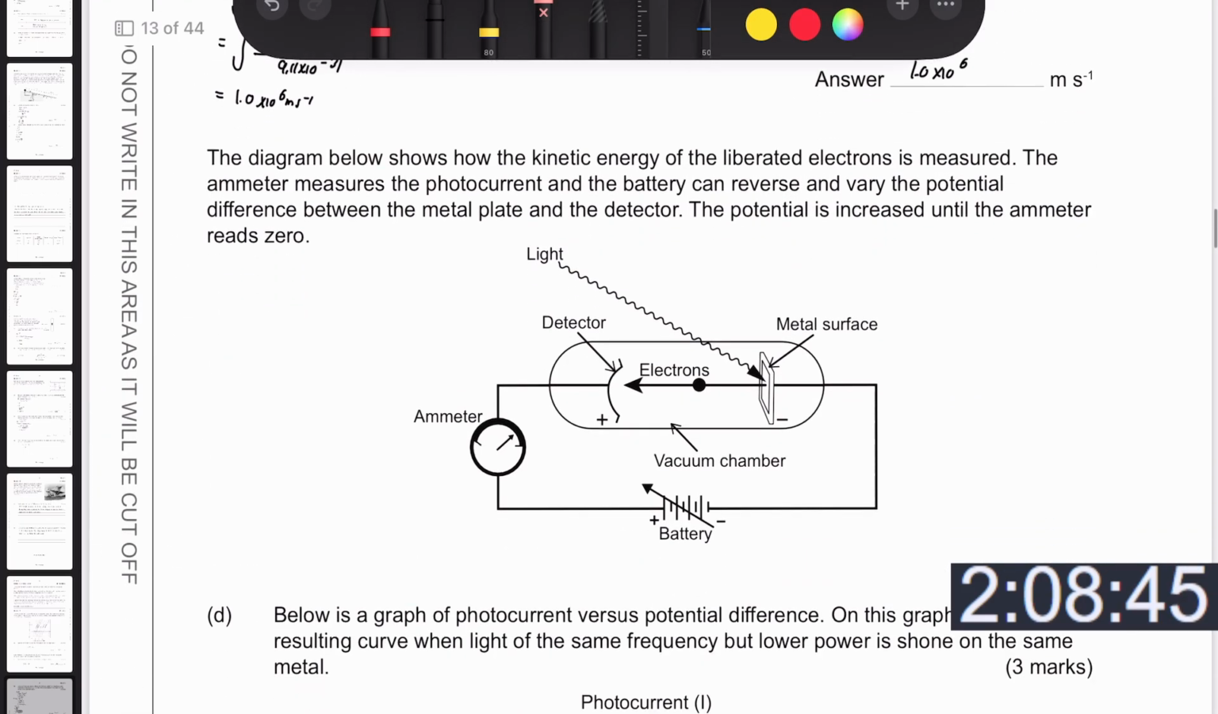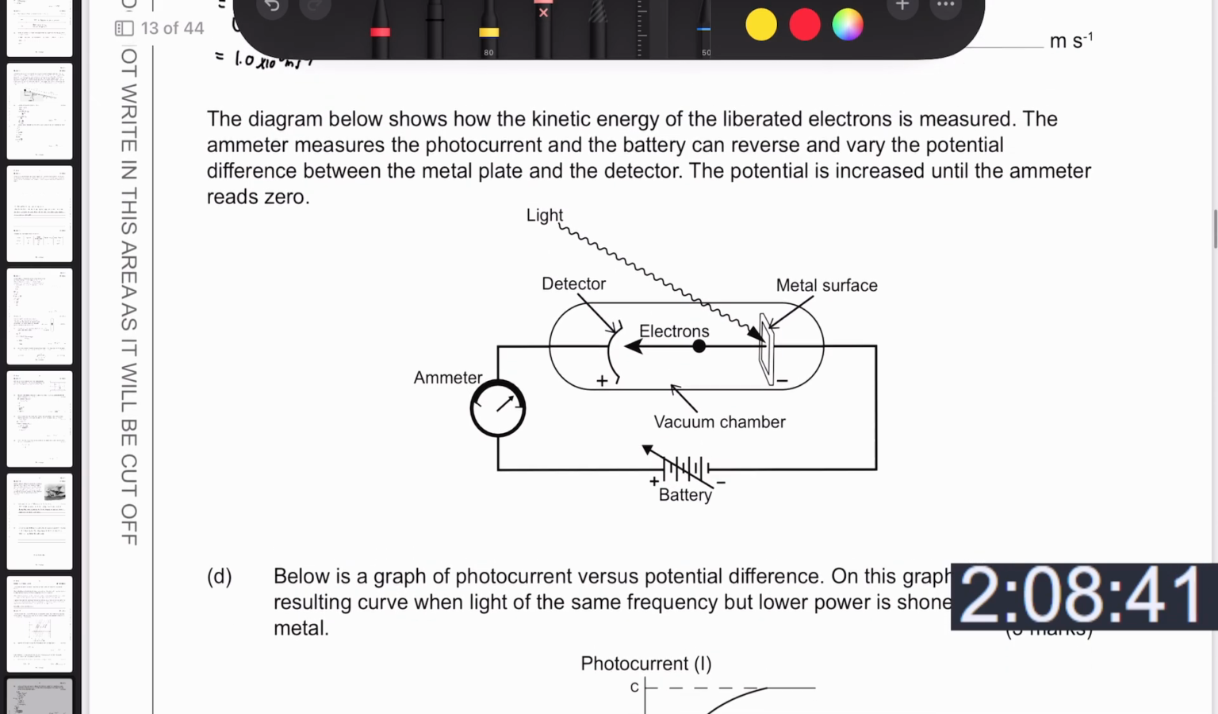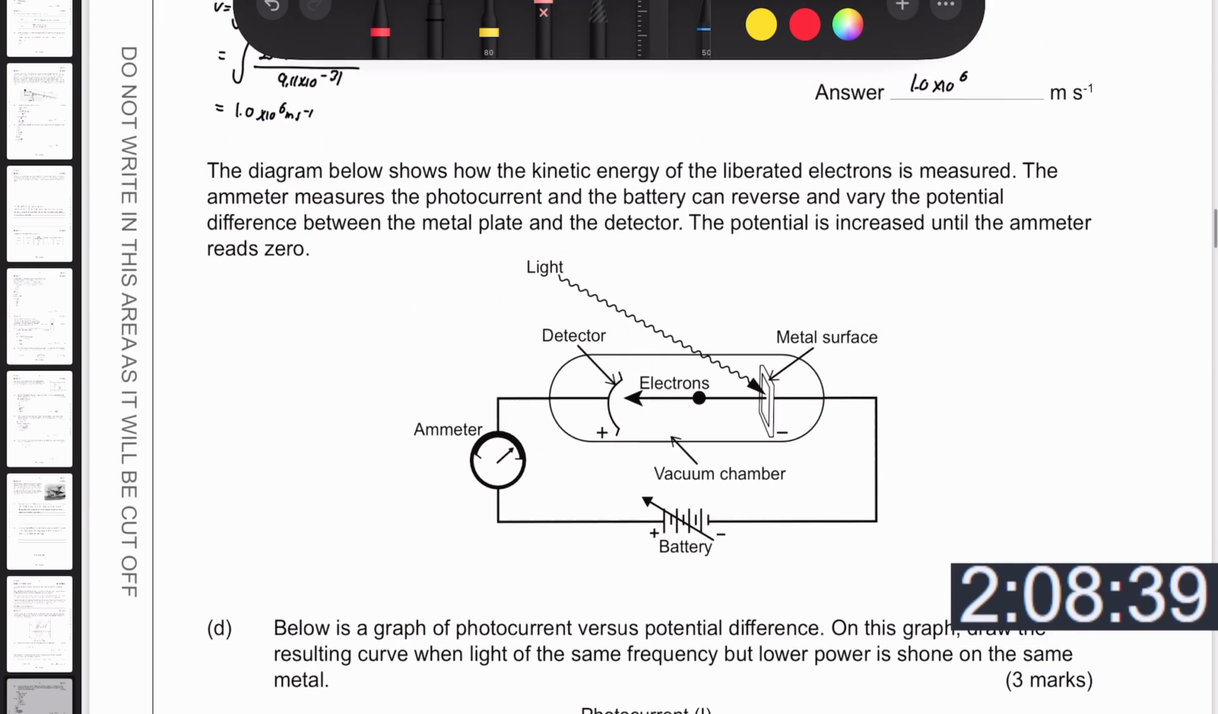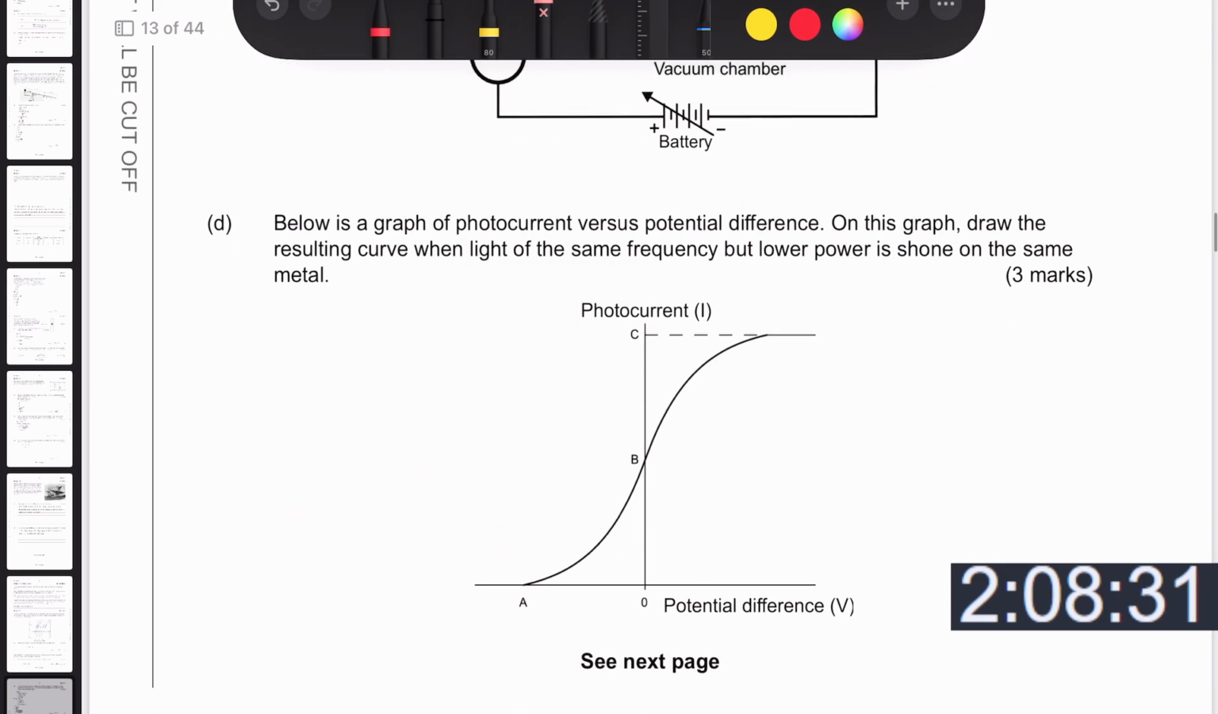The diagram below shows how the kinetic energy of a liberated electron is measured. The ammeter measures the photocurrent, and the battery can reverse and vary the potential difference between the metal plate and the detector. The potential is increased until the ammeter reads 0. Below is a graph of photocurrent versus the potential difference. On the graph, draw the same resulting curve when light of the same frequency but lower power is shone on the same metal.